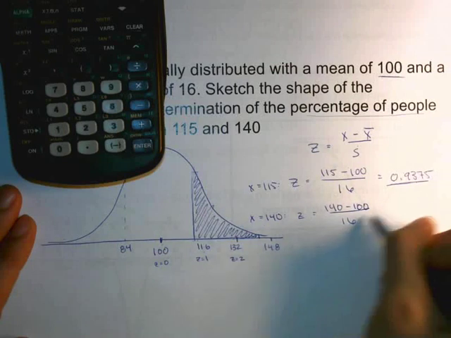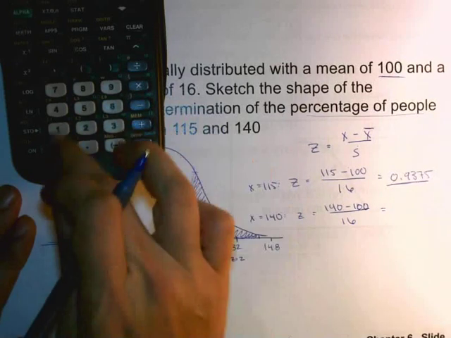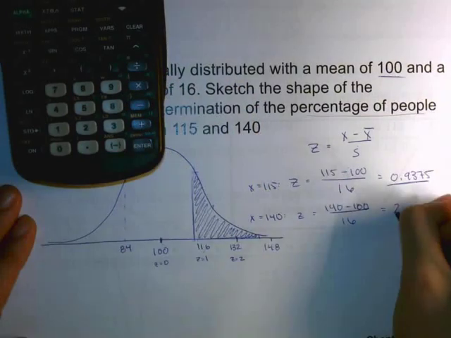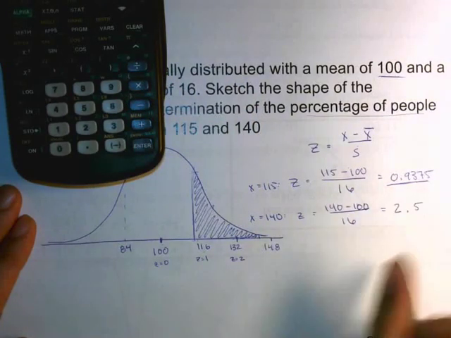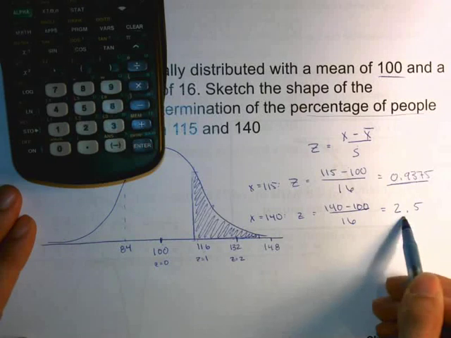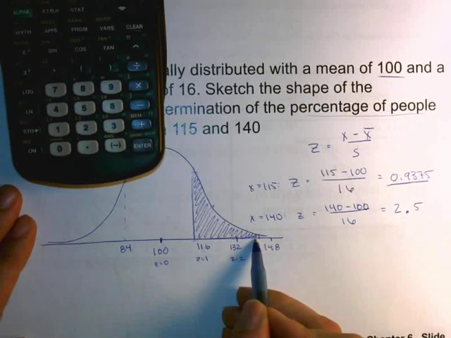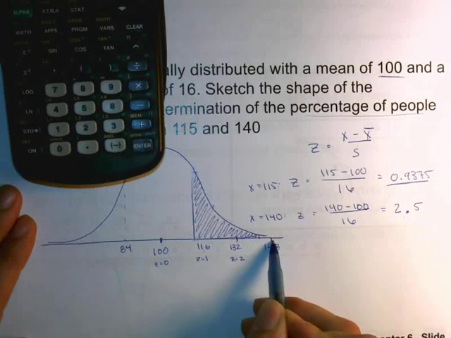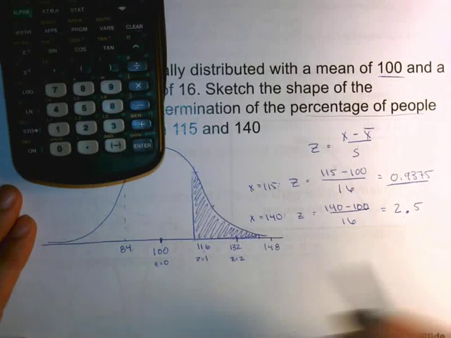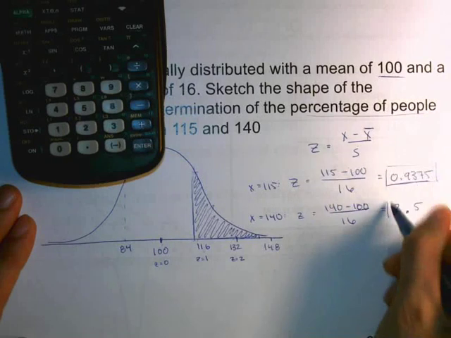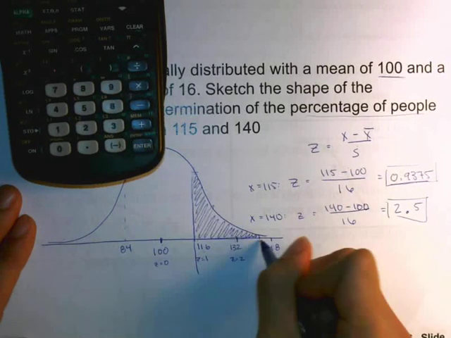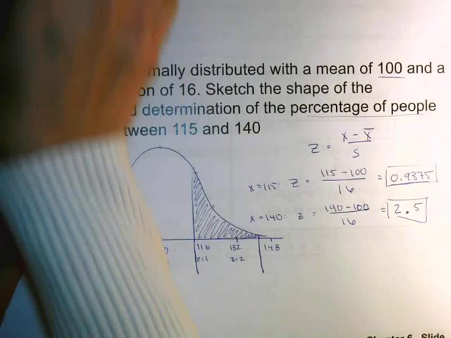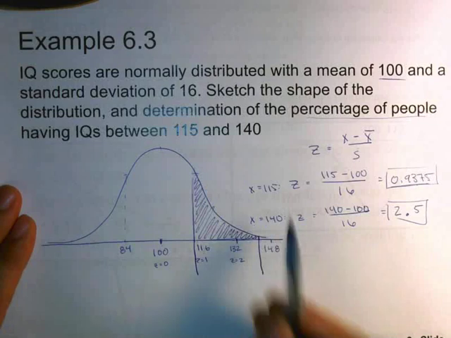Okay, so now x is 140. The z-score for that is 140 minus 100 divided by 16. And that is a z-score of 2.5. That's a really big z-score, but it makes sense that it's a big z-score because it's all the way out here between 2 and 3 standard deviations as we drew.